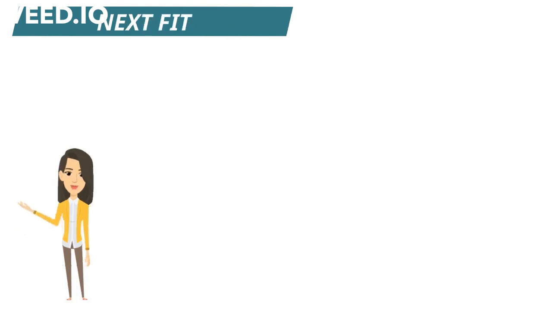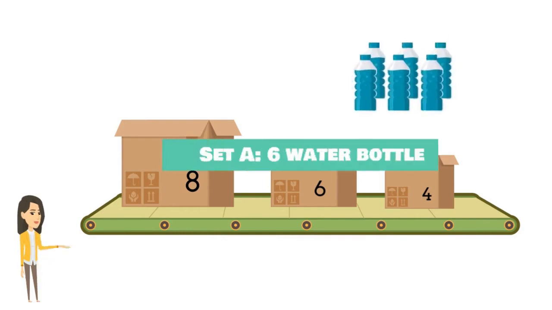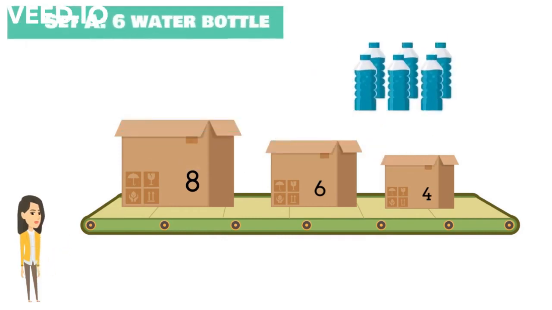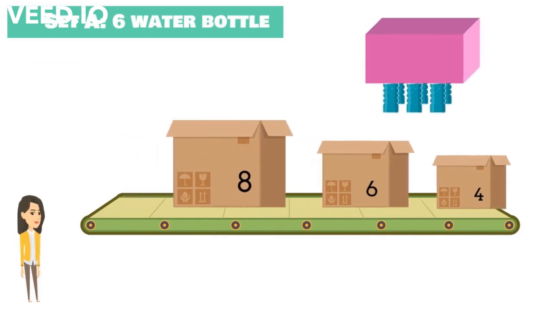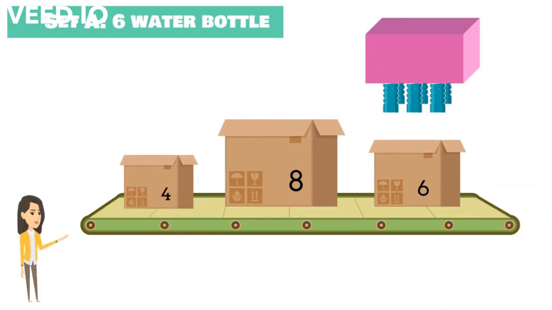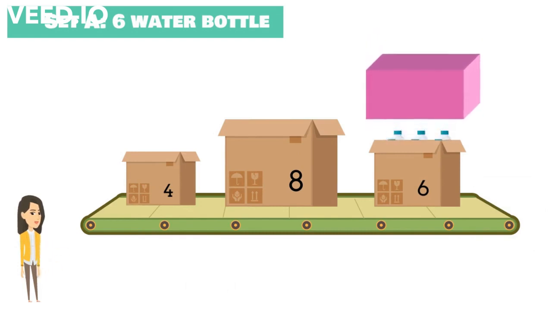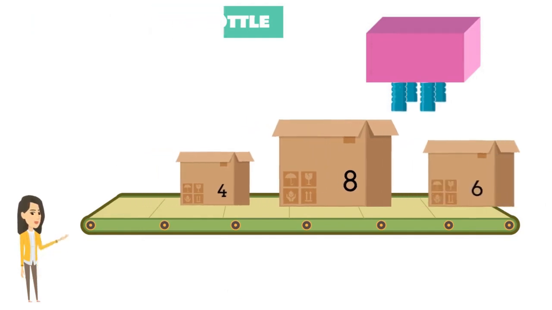For Next Fit, the plastic bottles are allocated into the next suitable box, meaning the box that is big enough or bigger that can accommodate the bottles. For the first set of 6 plastic bottles, the machine will find the suitable box, which is either a box with 6 slots or 8 slots. In this case, the machine will put the bottles into the box with 6 slots because it arrives first on the conveyor belt.